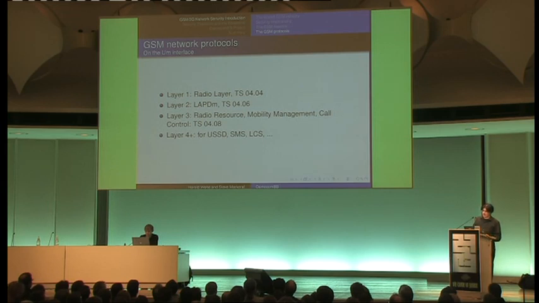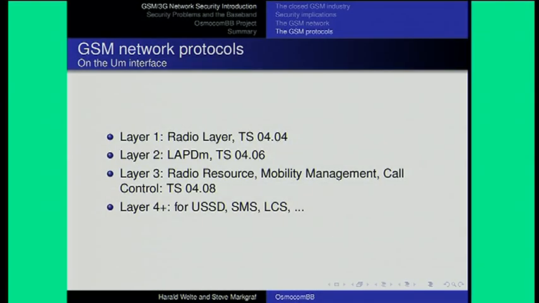On top of the radio layer, we have the LAPDm, which is an ISDN-derived layer 2 protocol. And on layer 3, we have sub-layers that are called radio resource, mobility management and call control. And then there is stuff that's not really defined as a layer, but there are more layers without a defined number for USSD, SMS, location services, and so on.